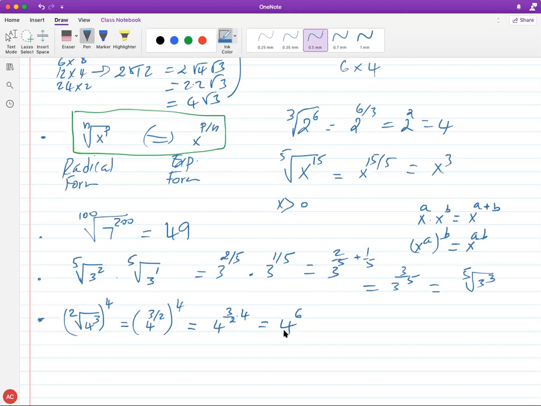Teacher, for the one above that one, do you want us to write it as 3 to the 3 fifths? The question will specify. Oh, okay. So either one, both are correct answers.